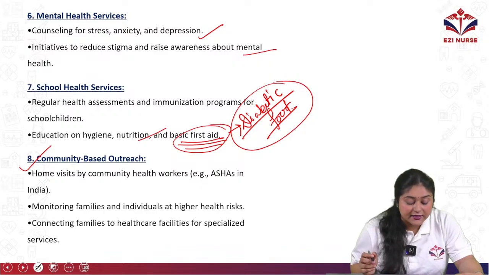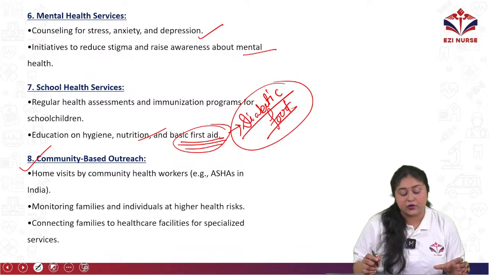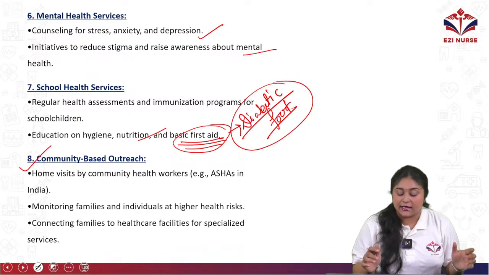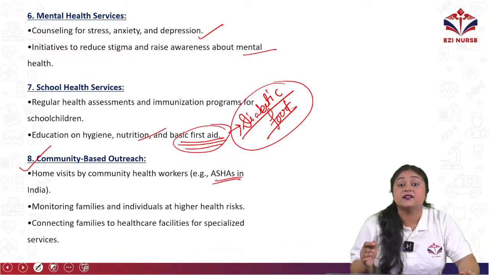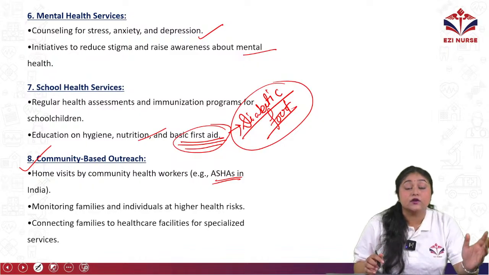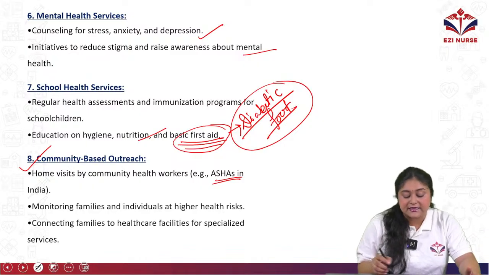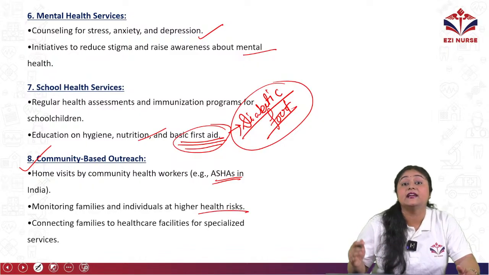Community-based outreach is about home visits by community health workers, for example the ASHA. ASHA stands for Accredited Social Health Activist. They mainly monitor families and individuals with a higher health risk.